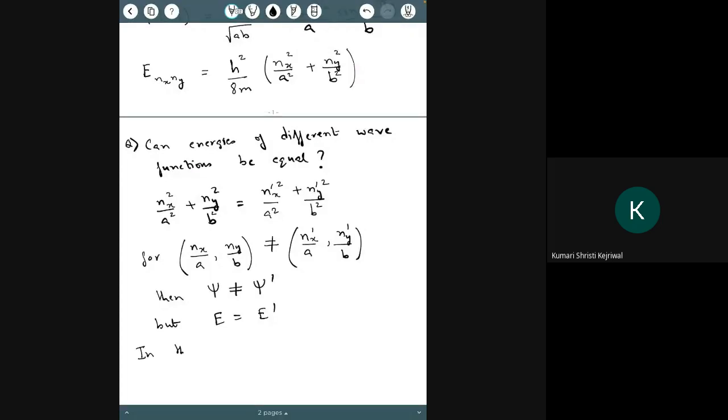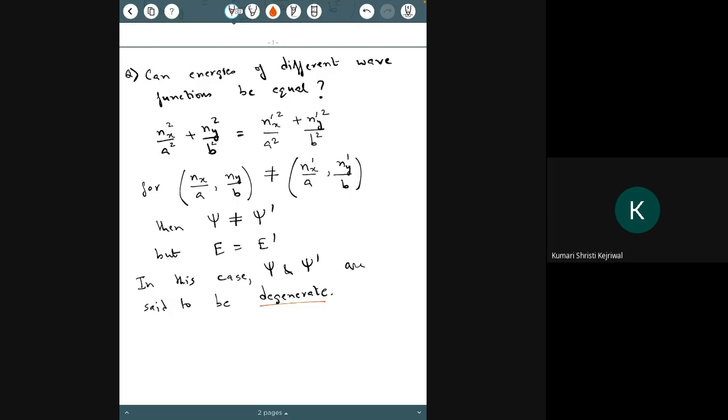In this case, psi and psi prime are said to be degenerate. Now, this is a term which comes very, very often in quantum mechanics. It's a special term which just tells you that the energies are the same, but the wave functions are different, or the states are different, but they have the same energy. Okay, simple enough.